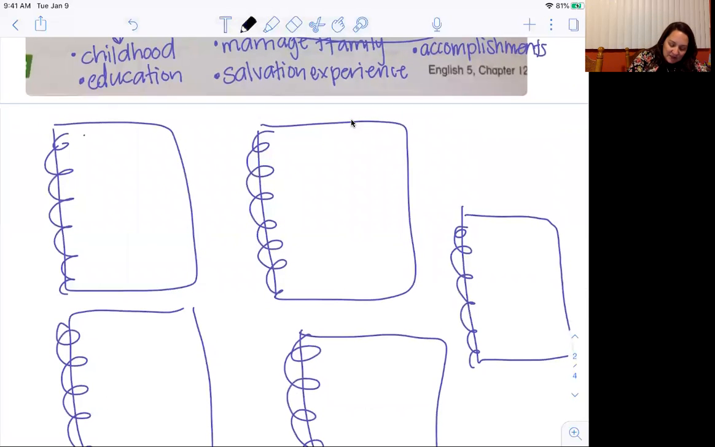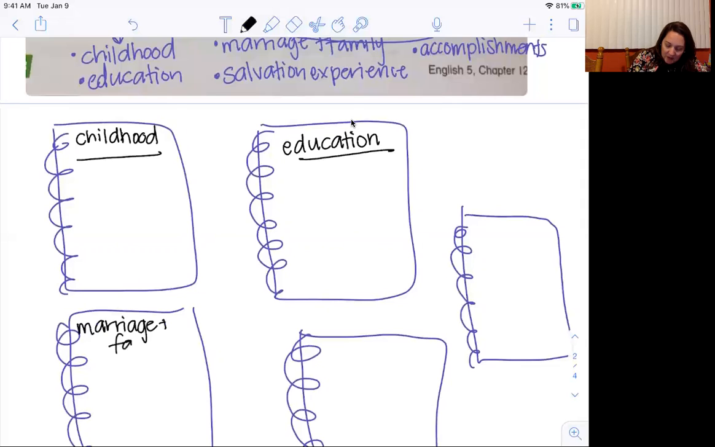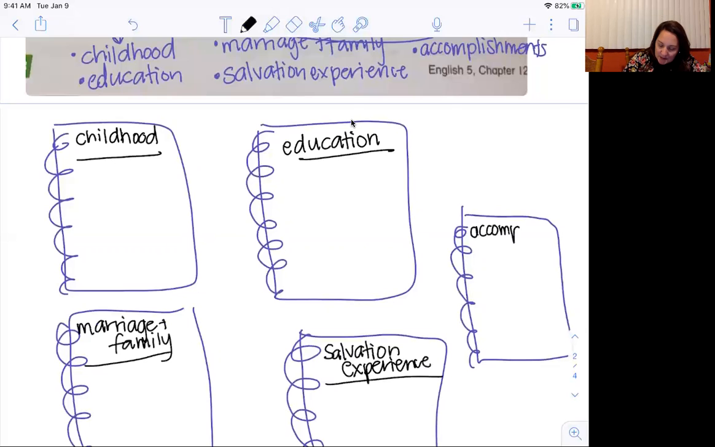So you're going to title one of them childhood. Then the next page, you're going to title education. The next page, you're going to title marriage and family. I am not making you do note cards, so this is going to take the place of our note cards, okay? And then salvation experience on the next page. And last but not least, accomplishments. If you want to do more than 1 to 2, that's totally fine.